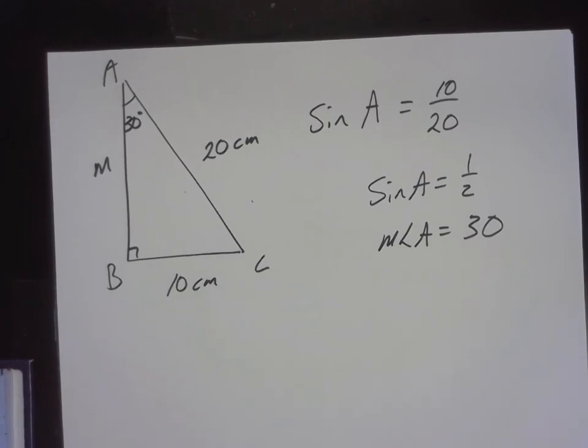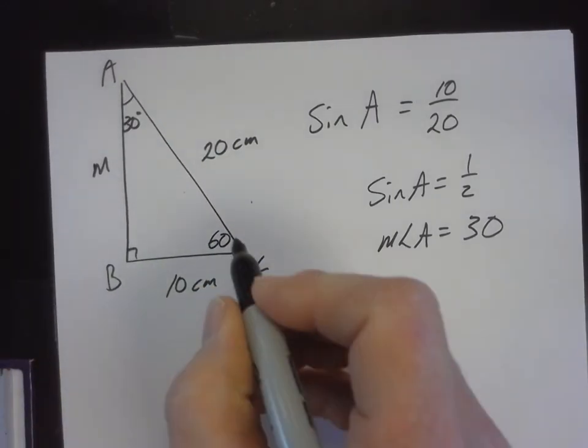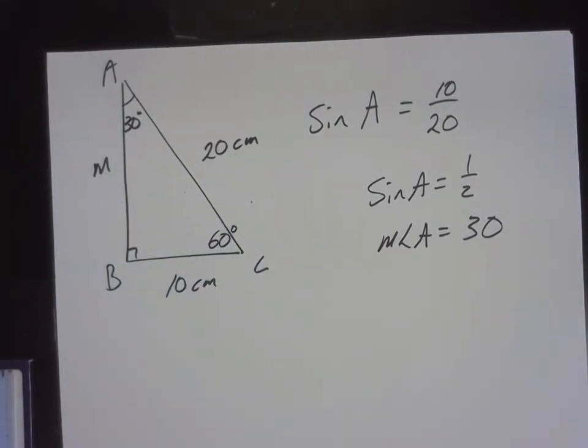Everyone make that work? What about the measure of angle C? 60. Hey, wait a minute. This is a 30, 60, 90 triangle. Did anybody see that? Who saw that right off the bat? Oh, it's a right triangle.